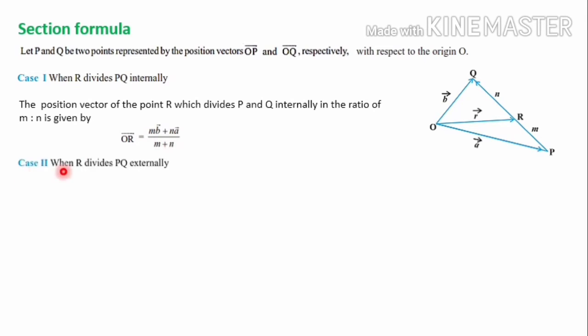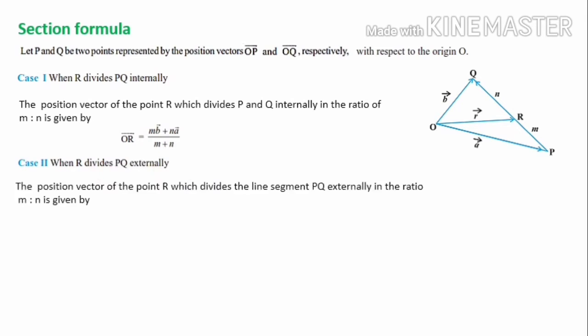Next is case 2, when R divides PQ externally. The position vector of the point R which divides the line segment PQ externally in the ratio m is to n is given by, let's see the diagram. Here the points P and Q are marked and position vectors OP and OQ are also marked, and here the point R divides PQ externally in the ratio m is to n. External division in the sense the point R is outside of the line segment PQ. So here m is to n is the ratio.